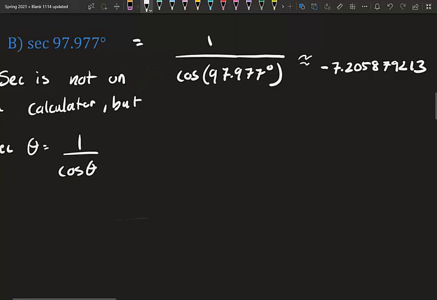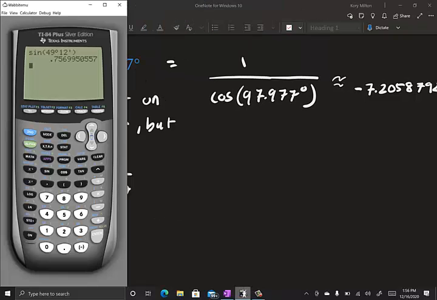your calculator. So I'll show you how to do that with your calculator. So we have a fraction, so alpha y equals enter. We have 1 over cosine 97.977. It's in degree mode, so you don't need to put the degree symbol. You only put the degree symbol if you have minutes coming after. And there we go. If you do not have the alpha y equals enter fraction bar, it'll just be 1 divided by parentheses cosine 97.977.